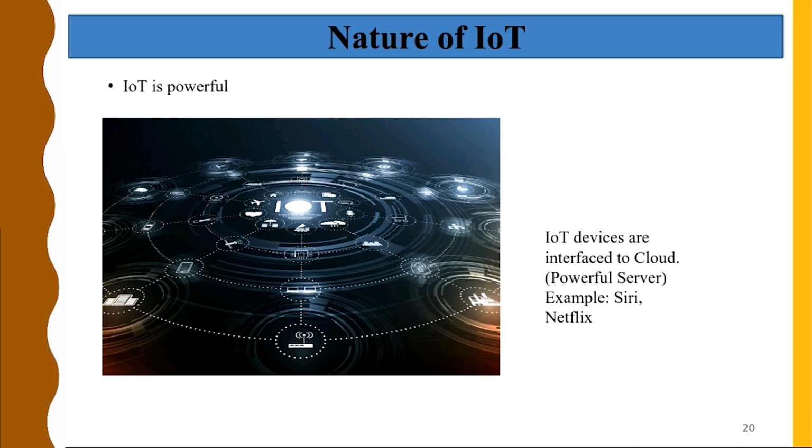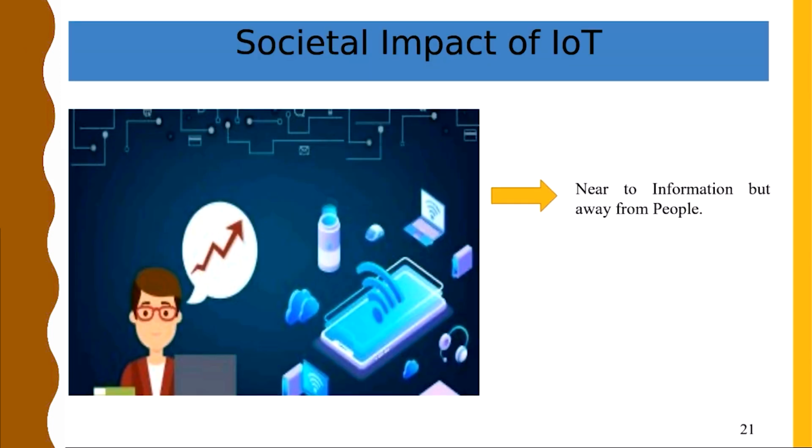It is interfaced to the cloud, so it is giving you answers that it finds from anywhere, right? That is why it is very powerful, because it has an interface to the cloud. Under the nature of IoT, I have explained that it is pervasive and it is powerful. Then, when we go to the next thing, we will learn about the societal impact of IoT.